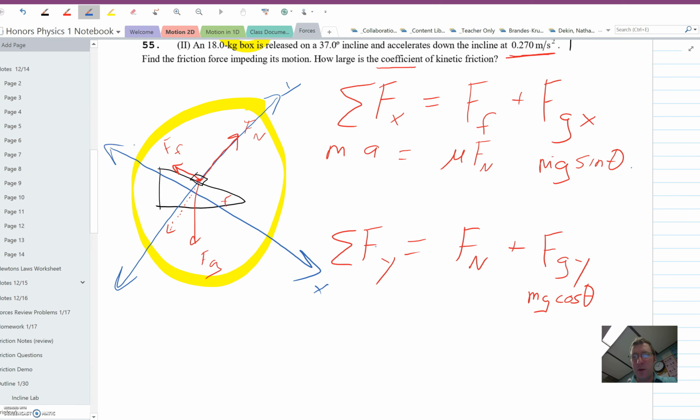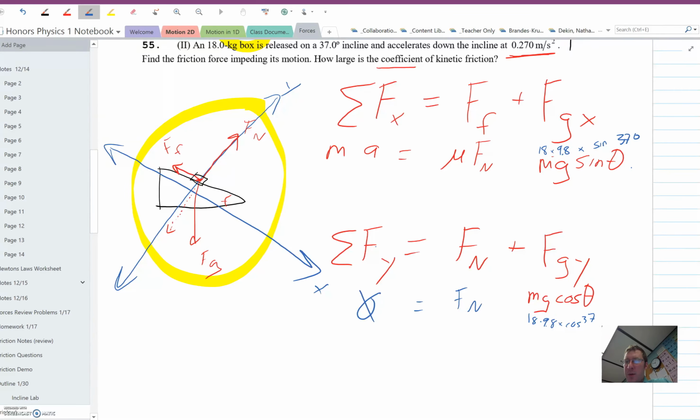Is it accelerating vertically? It is not. So force normal has to basically be equal and opposite to mass times gravity times cosine theta. Theta, this is your 37 degrees. Mass, this is your 18. Gravity, this is your 9.8. So this term is a lock. Same thing with this term. Mass, gravity, cosine 37.